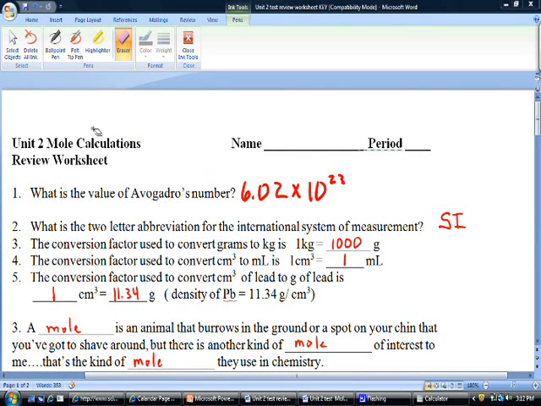Moly, moly, moly, you are so ready for a chemistry test. You have developed some sweet skills in this area of mole calculations. Let's go through the review sheet for the test and just look at a few things.